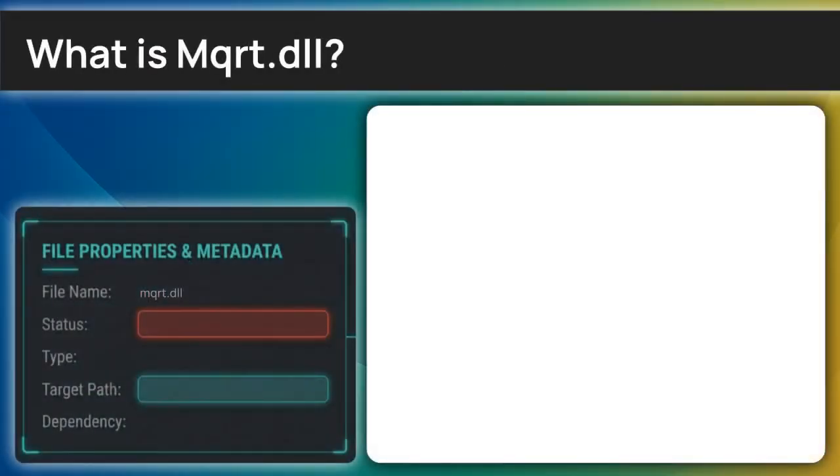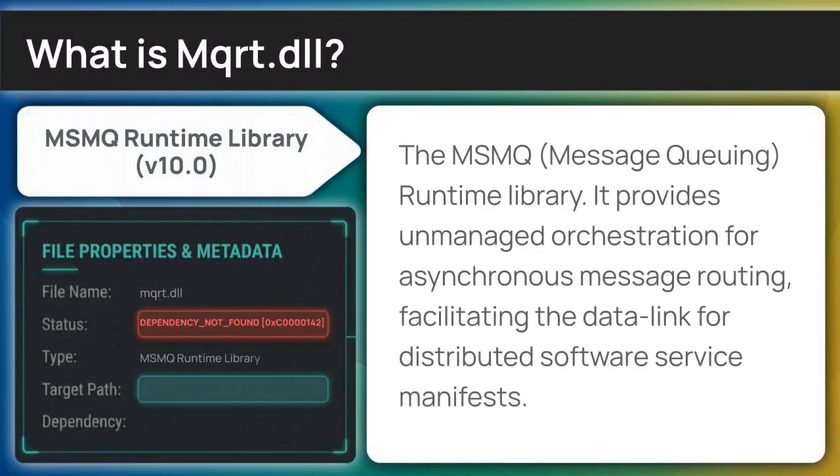This is the Mqrt library, the MSMQ message queuing runtime library. It provides unmanaged orchestration for asynchronous message routing, facilitating the data link for distributed software service manifests. Now that you're up to speed on the file's role, let's begin the repair process.